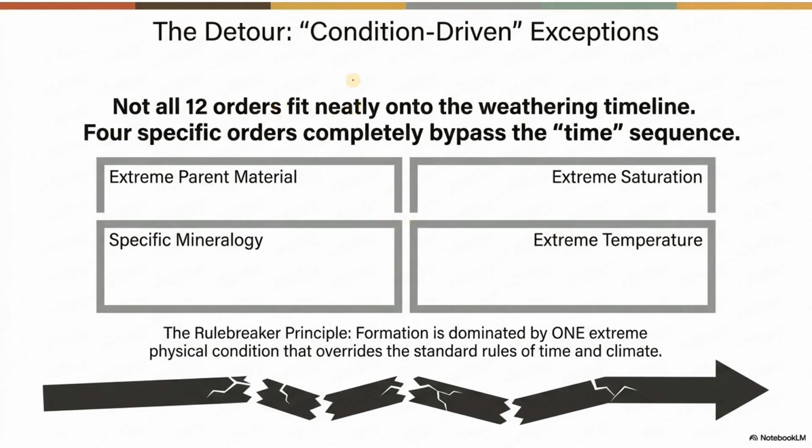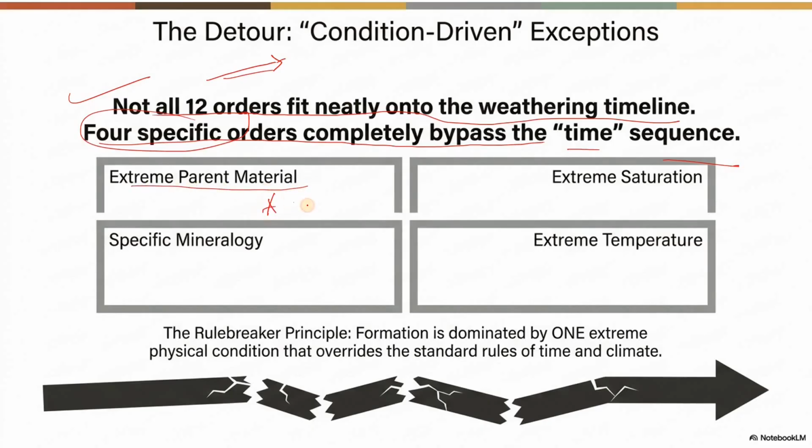Now talking about the other four categories of soil which do not fall under this time and weathering mechanism of classification for the soil taxonomy orders. Not all 12 orders fit neatly onto the weathering timeline. Four specific orders completely bypass the time sequence. What are those four orders? We will see. One is extreme parent material.